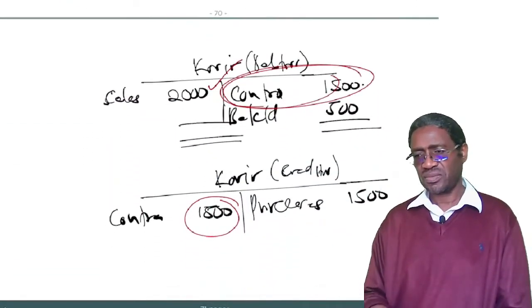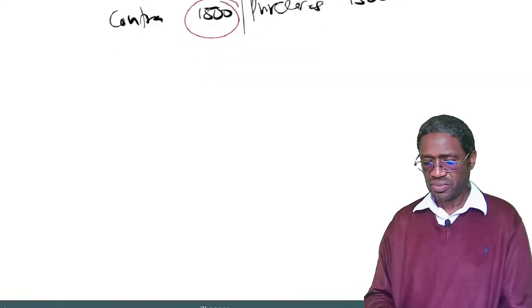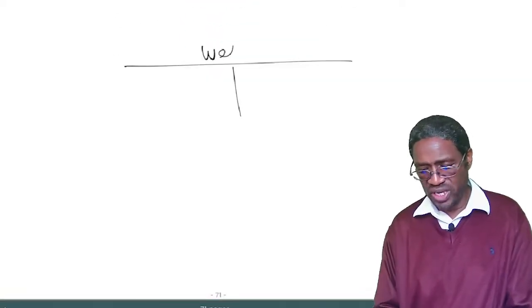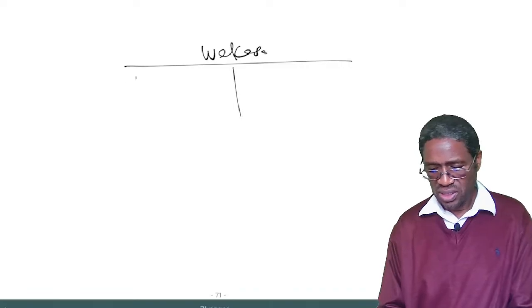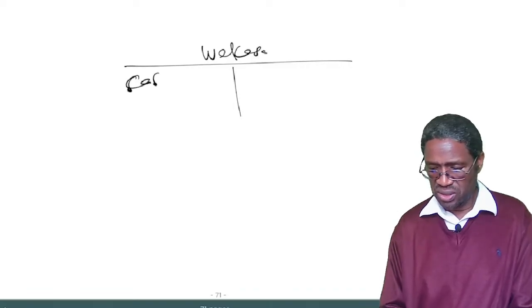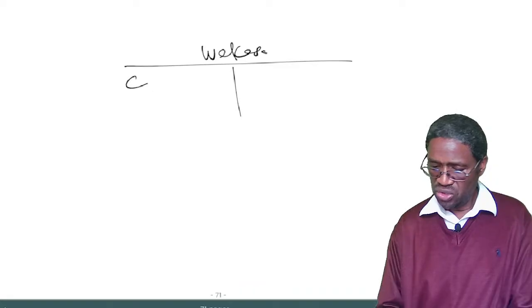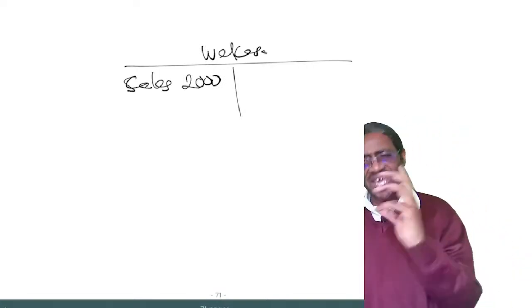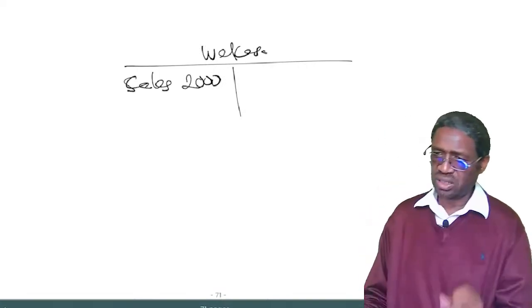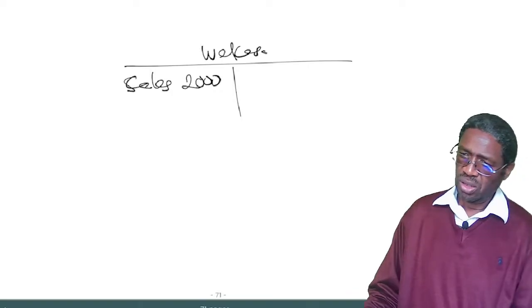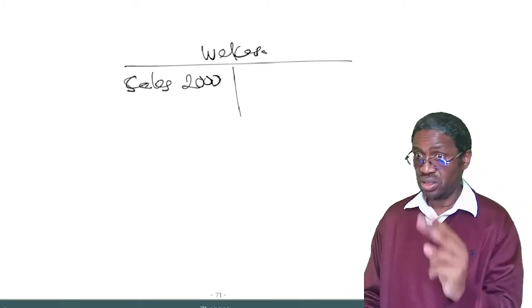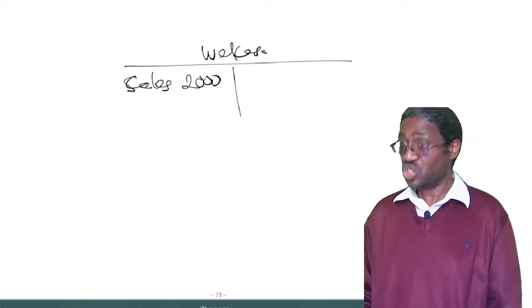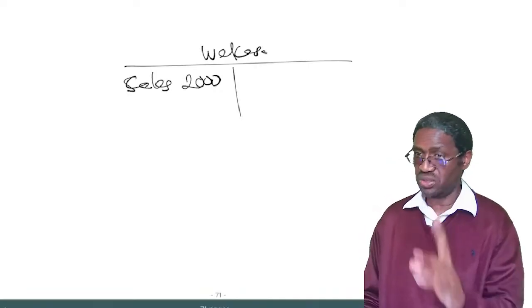Last year, another illustration. Last year, I sold goods to Wekesa. Sales: we sold goods to Wekesa for shillings 2,000. Wekesa gave us a check of shillings 3,000.